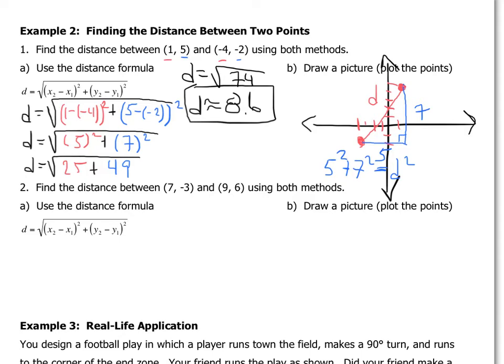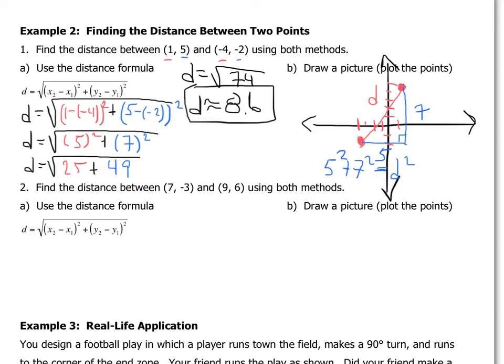We get 25 plus 49 equals d squared. That's the square root of 74. So that would be how we could also prove that that is the 8.6. So one's a little more visual, but the distance formula is what we want to start practicing to make sure we can work through it.